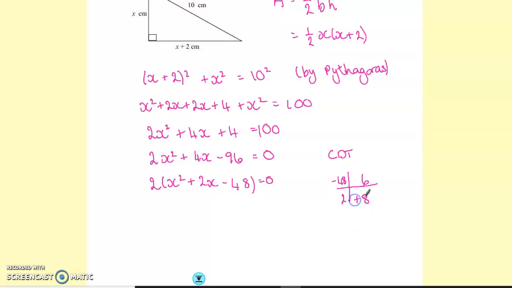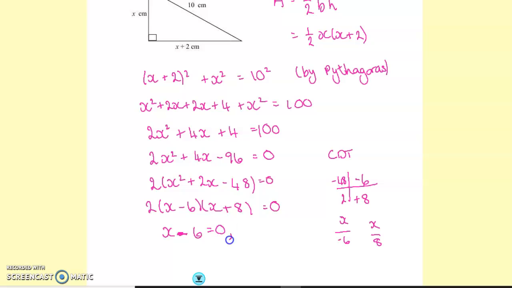I want positive 2, so plus 8 minus 6. I've just got an x outside the bracket, so that's perfect. That gives me 2 times x minus 6 times x plus 8. That's still equal to 0. I can ignore the 2 outside, 0 divided by 2 is just 0. So I'm just interested in my two brackets.